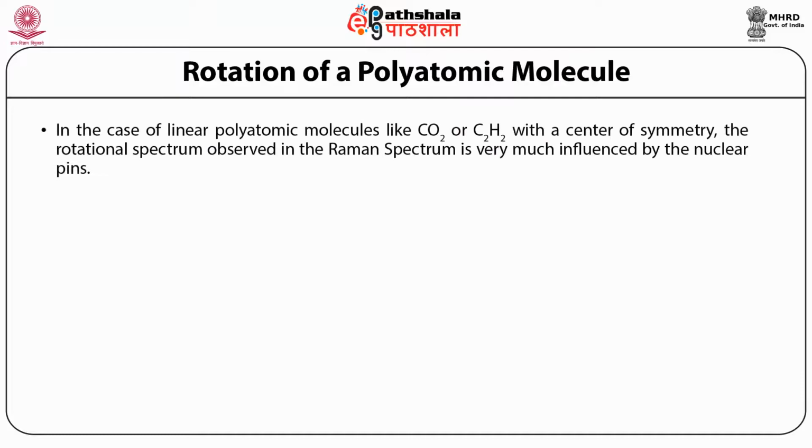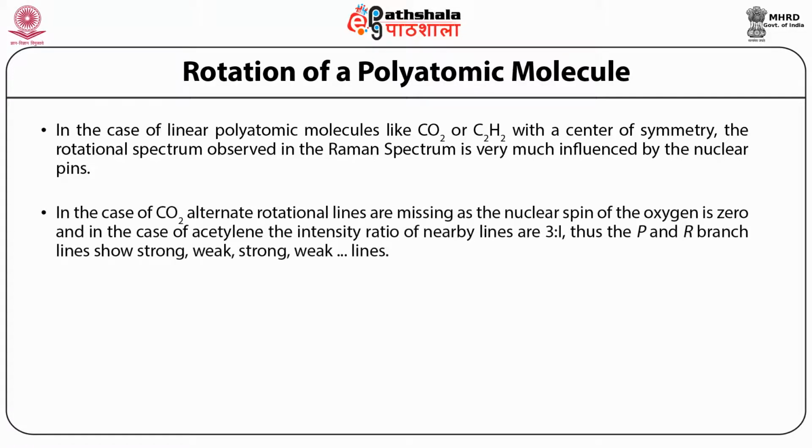In the case of linear polyatomic molecules like CO2 or C2H2 with a center of symmetry, the rotational spectrum observed in the Raman spectrum is very much influenced by the nuclear spins. In the case of CO2, alternate rotational lines are missing as the nuclear spin of the oxygen is 0, and in the case of acetylene, the intensity ratio of nearby lines is 3:1. Thus, the P and R branch lines show strong, weak lines.